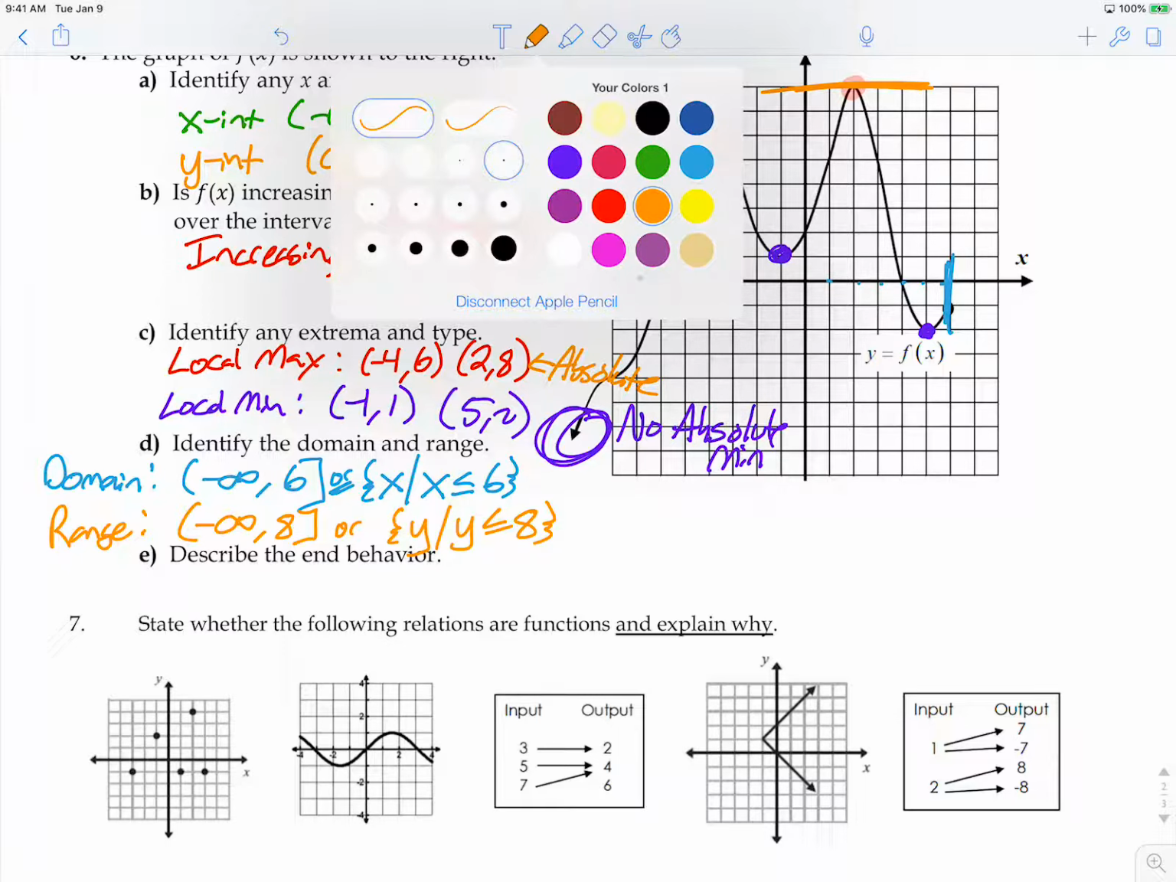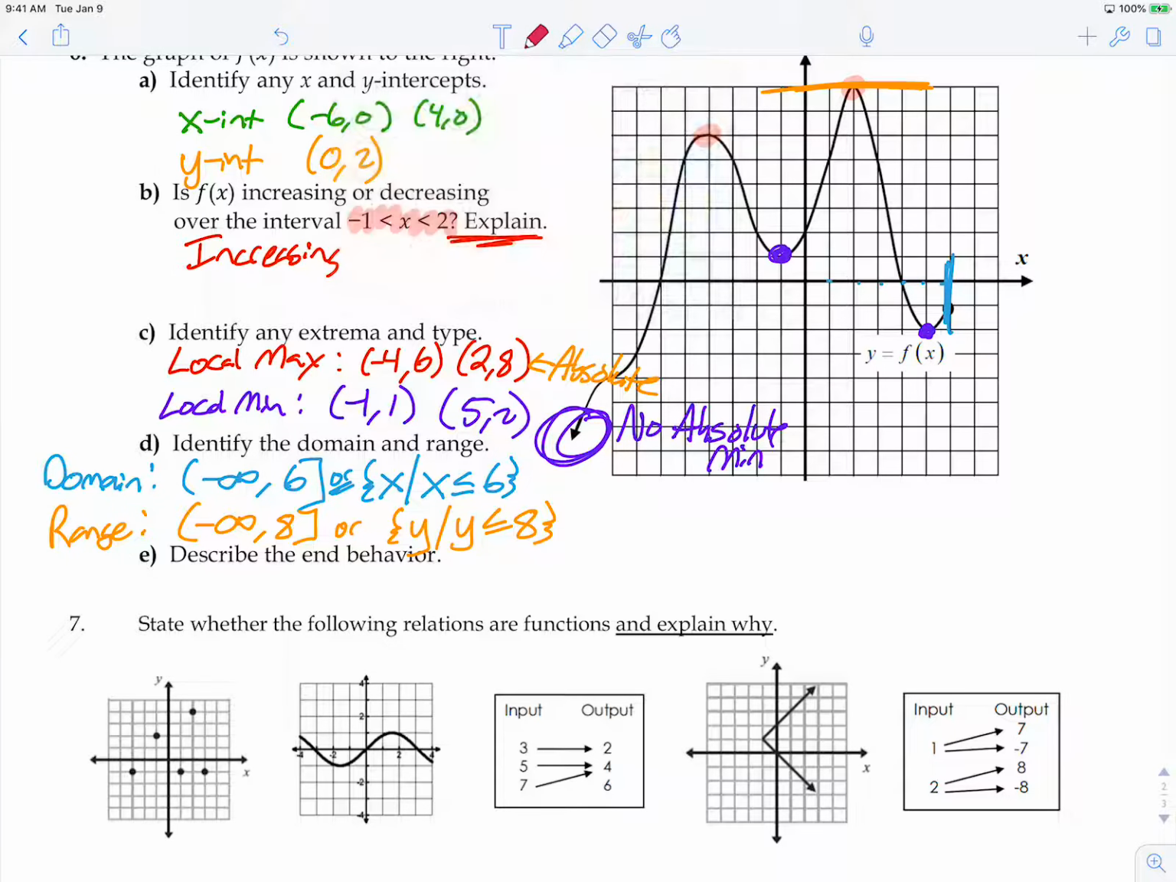For the end behavior, there's only one side with an arrow, so you only have one end behavior because you know the other end. It ends right there. So for the side that has the arrow, which is right here, as x goes to negative infinity, y is also going to negative infinity. It's just going down and to the left.